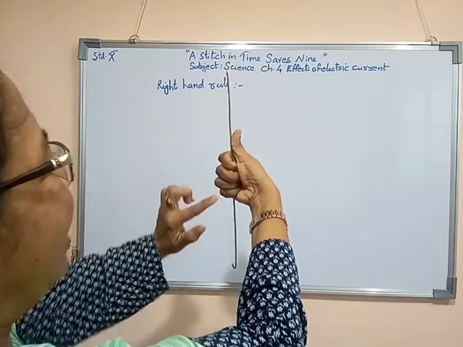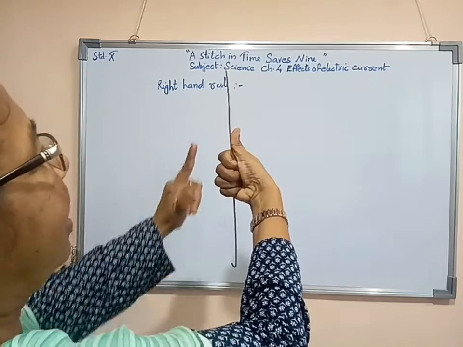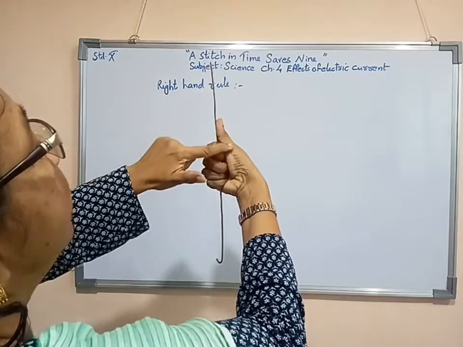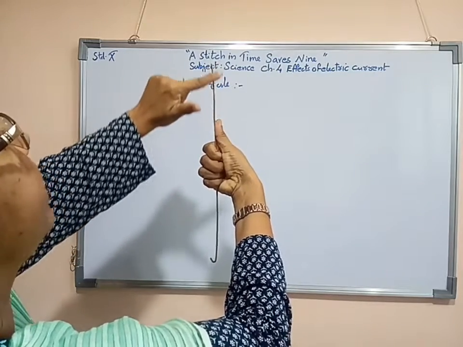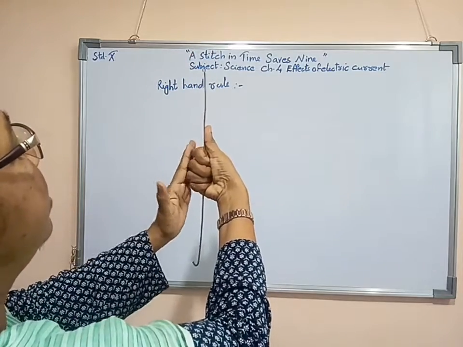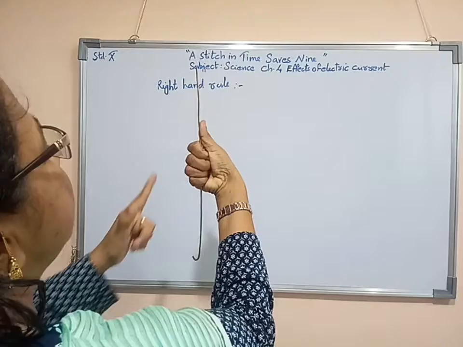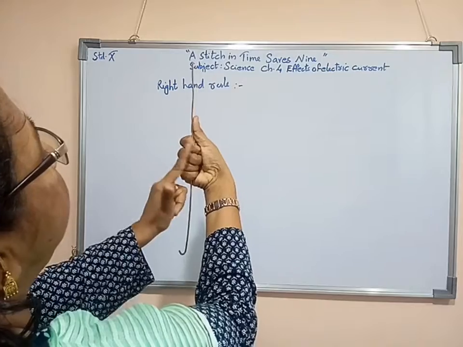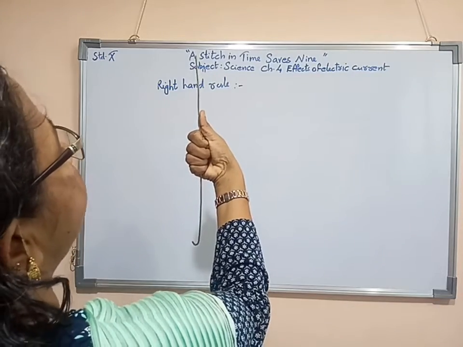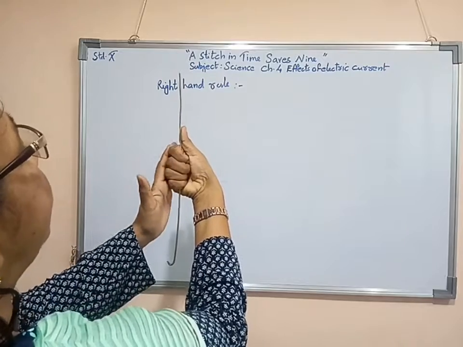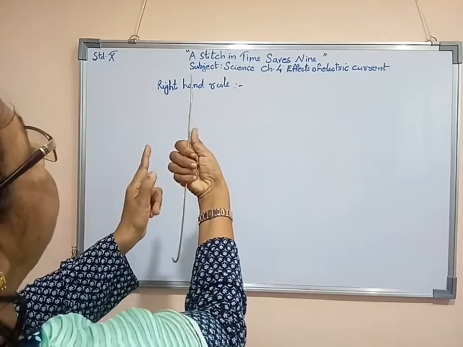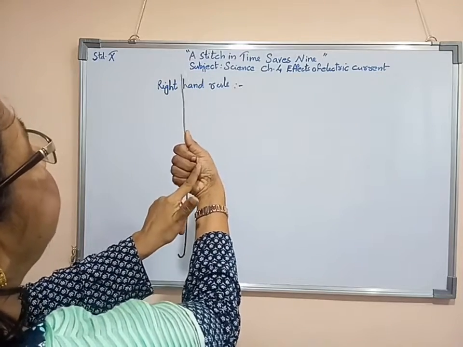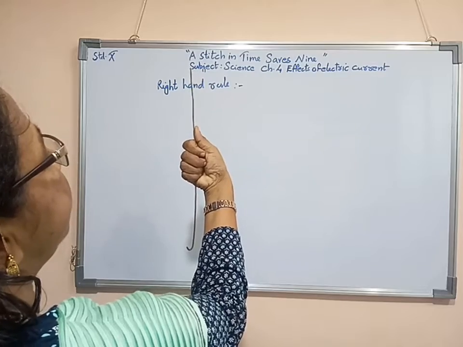Then what does it say? Imagine that you are holding a current carrying conductor with your right hand. Then the thumb shows the direction of the current, and the fingers which are curled show towards which direction it is turned. That is showing the direction of the magnetic lines of force. So we can say that these are the curled fingers. Their direction is towards here. So curled fingers show the direction of the magnetic lines of force.